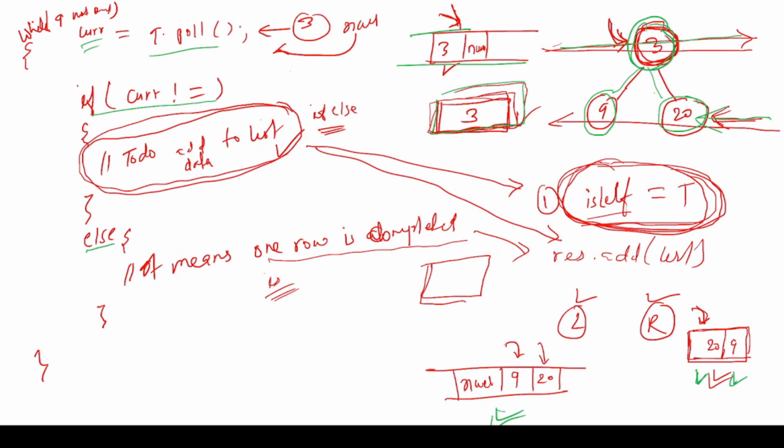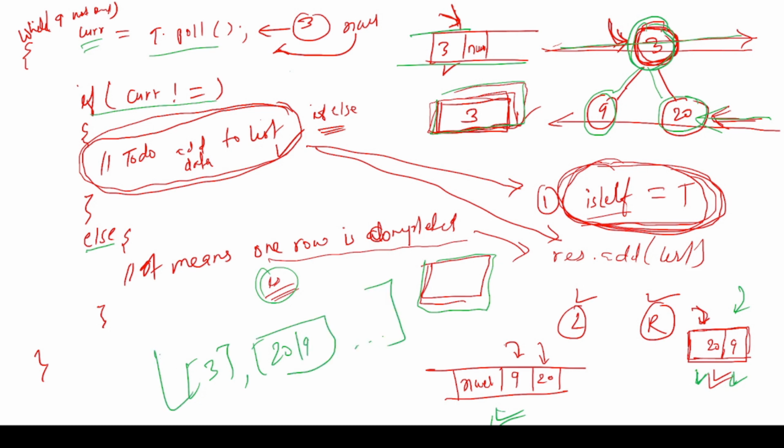Else condition means we have completed one row. Once our one row is completed, we will update the is left value, and then we'll reinitialize the list so that we can add the second time here. First time we will add 3, then we reinitialize the list, then we will have 20 and 9. Like that we will do, and then we put all into the result, a list of lists, like that.